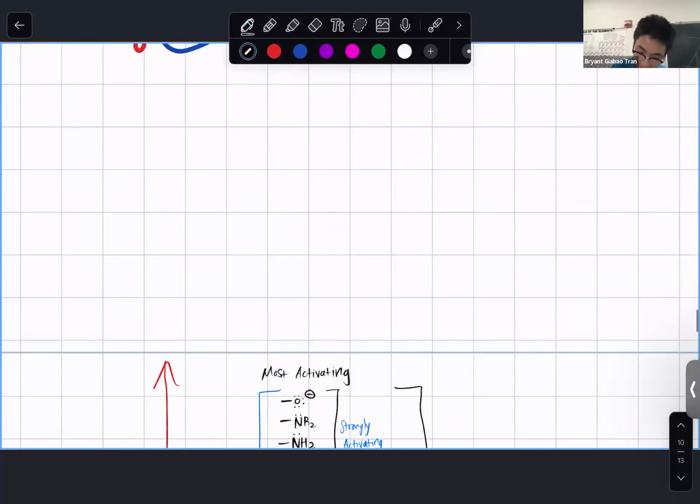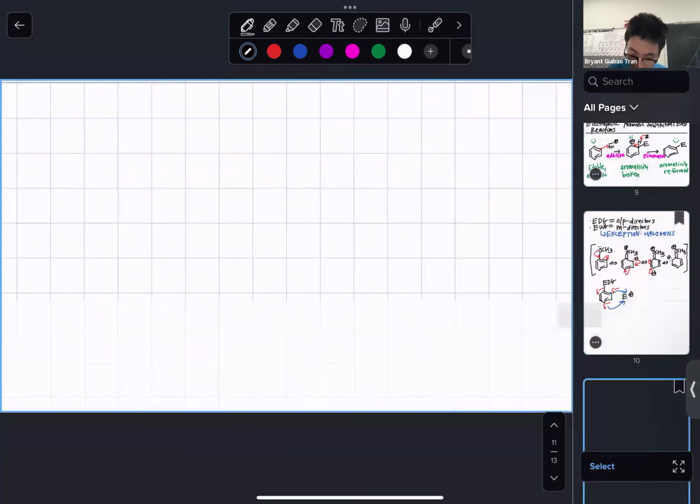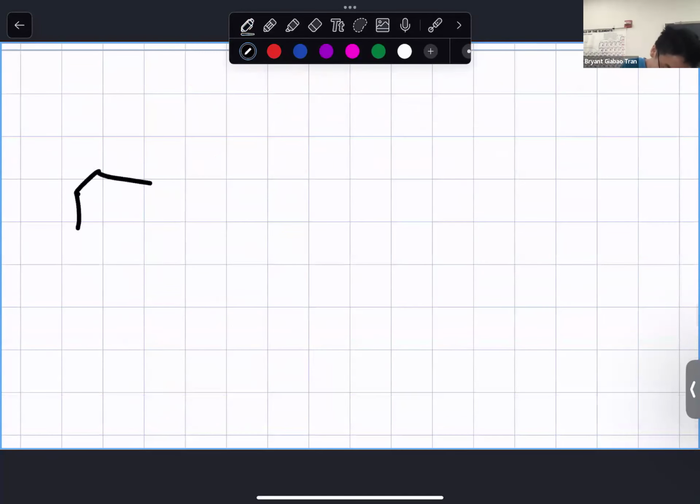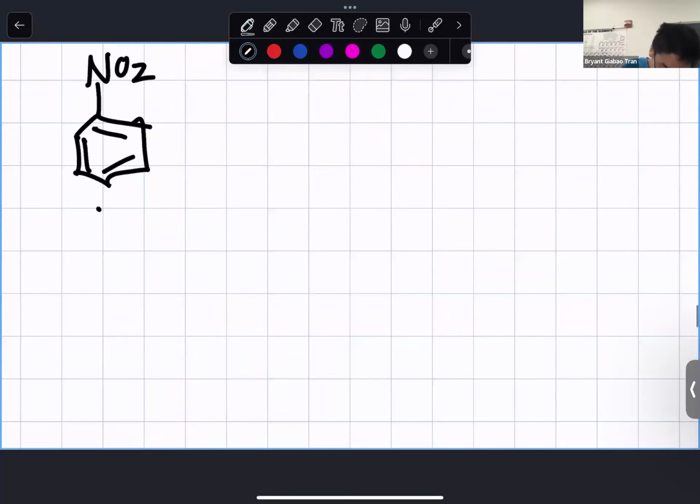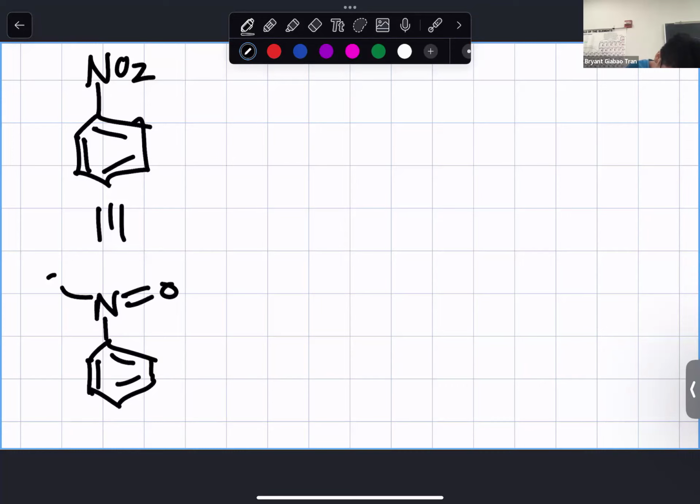So EWGs, I said they were meta directors. Let's look at an example of why. So an example of an EWG is NO2, which looks something like this. Even though there's a negative charge on the NO2, that atom is not directly attached to the system.